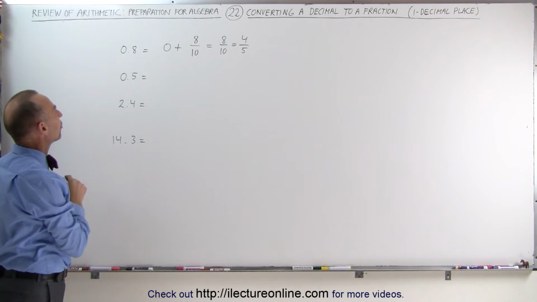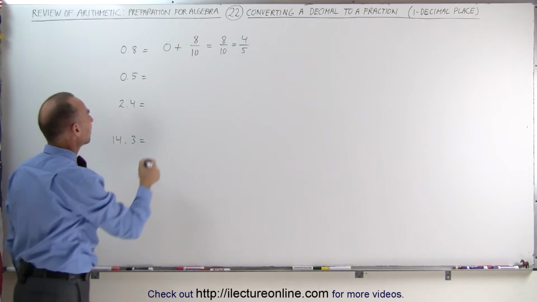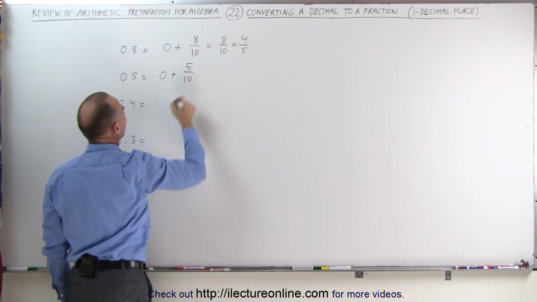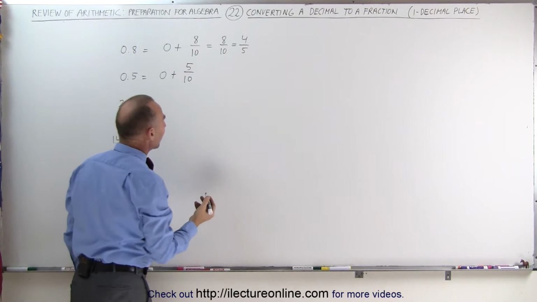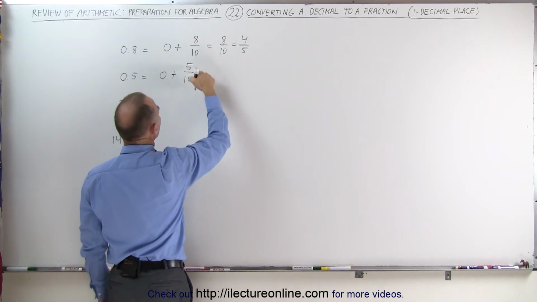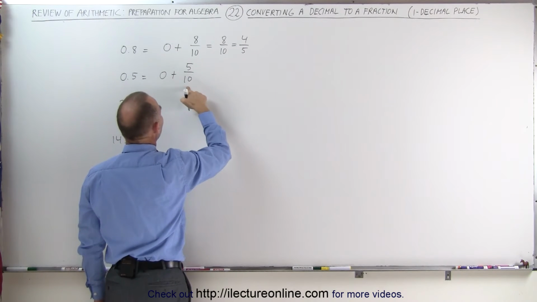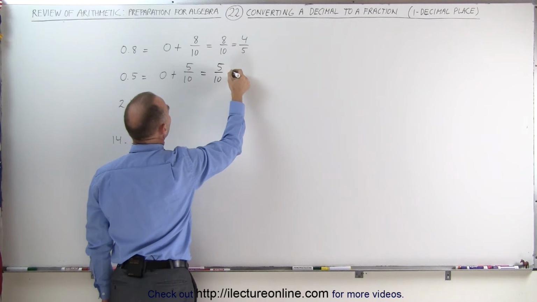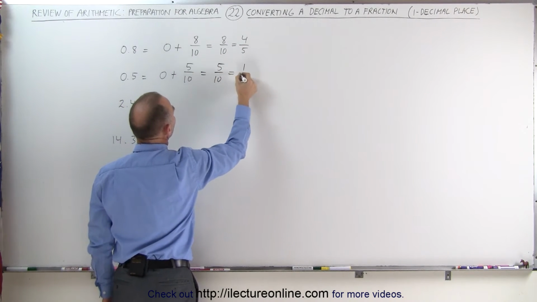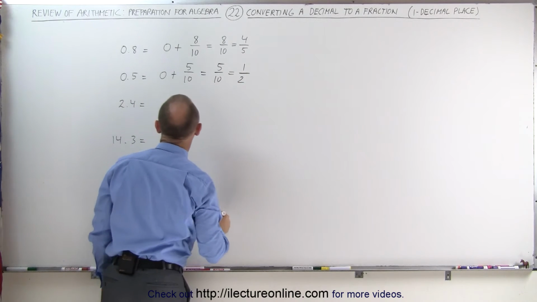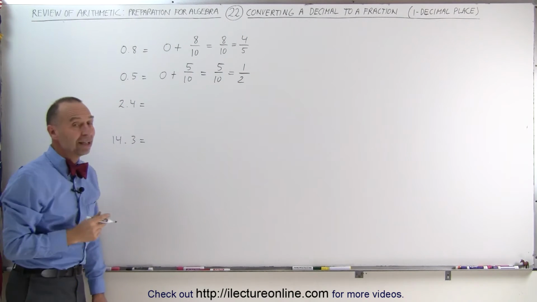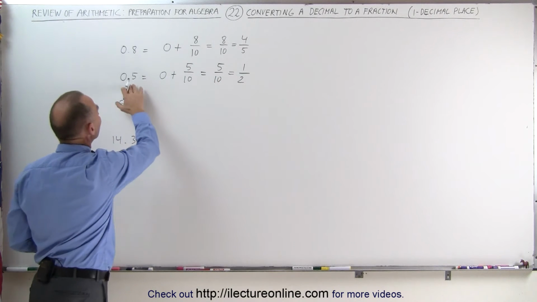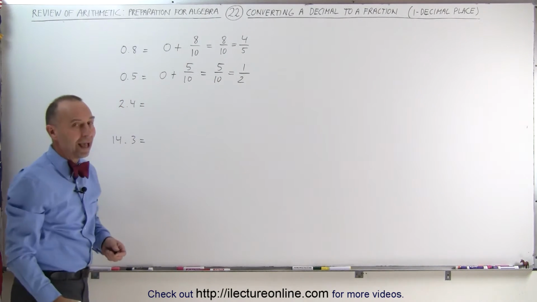Our next example is 0.5. Again, that means it's 0 plus 5/10ths. Well, 5/10ths can be simplified by dividing both the numerator and the denominator by 5. First let's add 0 to that. We get 5 divided by 10. When we divide the numerator by 5, we get 1. Divide the denominator by 5, we get 2. Which means that 0.5 is the same as 5/10ths, or it simplifies to 1/2. 0.5 is the same as 1/2.